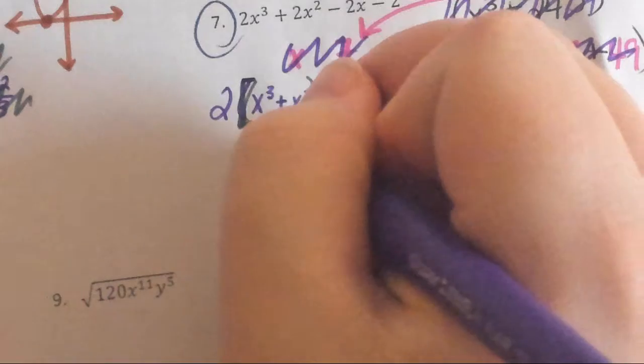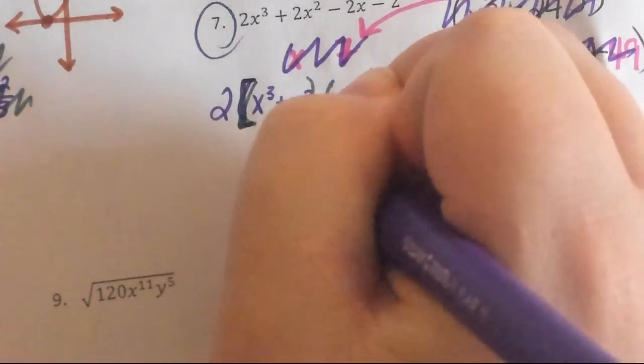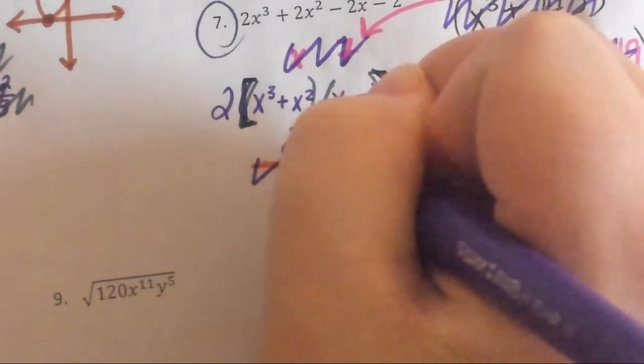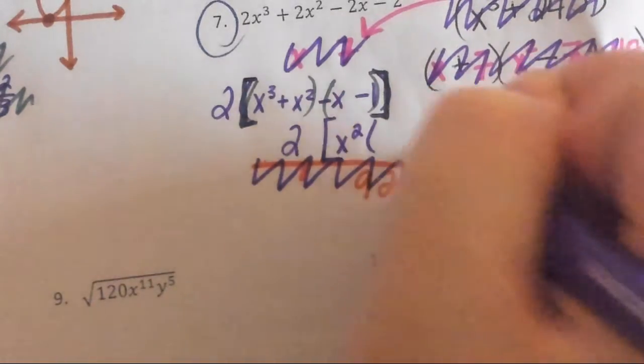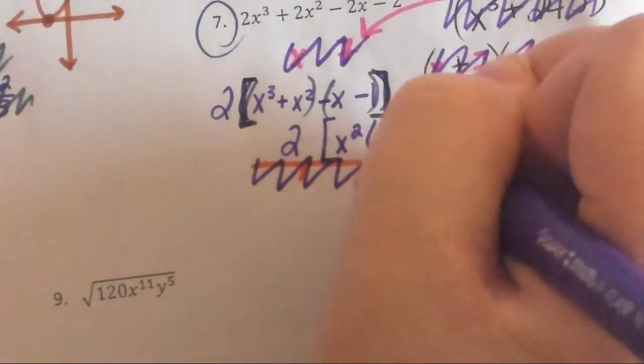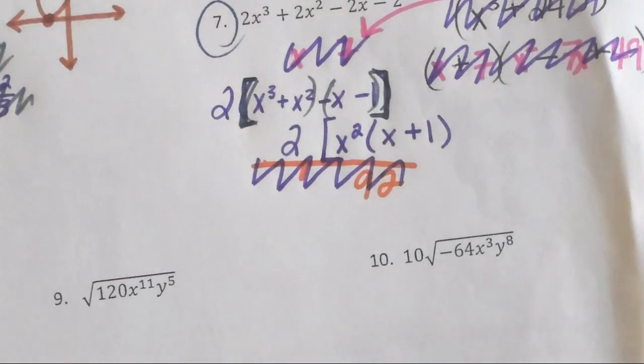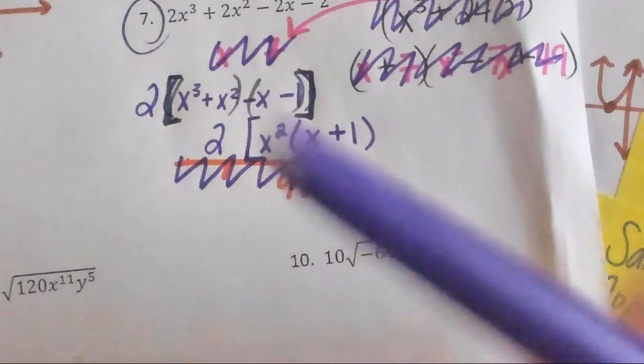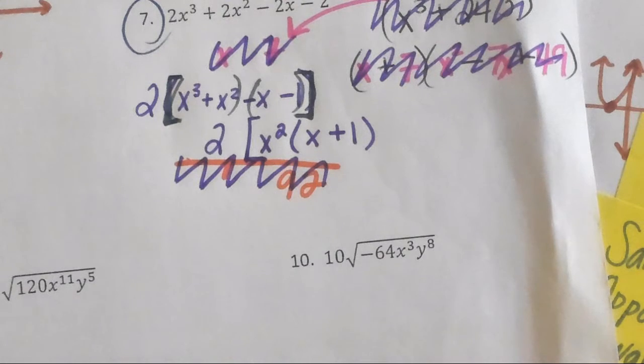What is the GCF I can pull out of that first group? X to the second. And what would you be left with? X and 1. Arturo, you can have 2 points. Table 6, you being 1 and 2, still all the points.